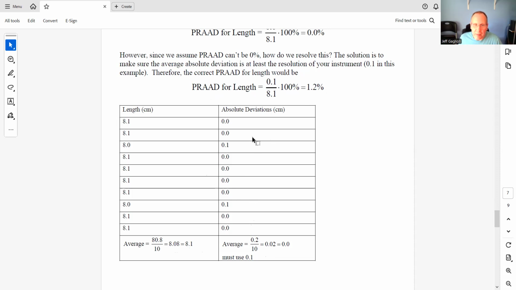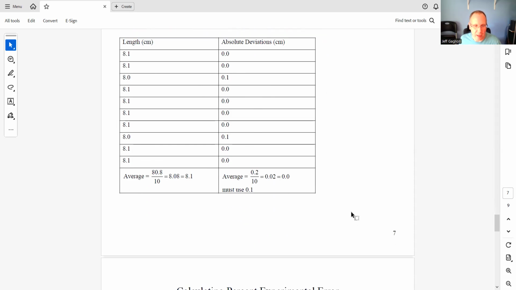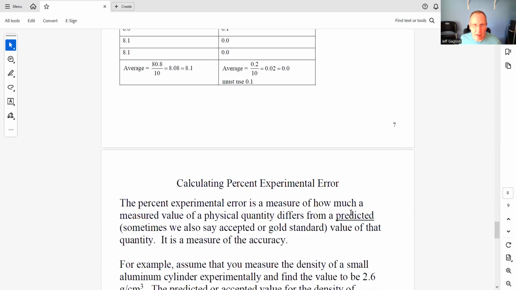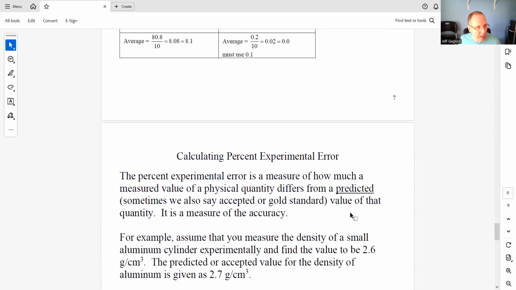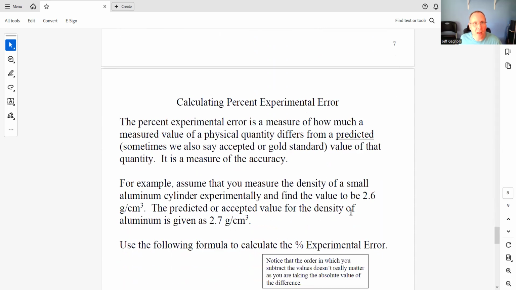So this will come up if you have measurements that are basically the same or very nearly the same, right? You just have to remember you have to use at least the resolution of your instrument here for your average absolute deviation. Okay. So that's it for PRAAD, right? Remember, that was the measure of precision.